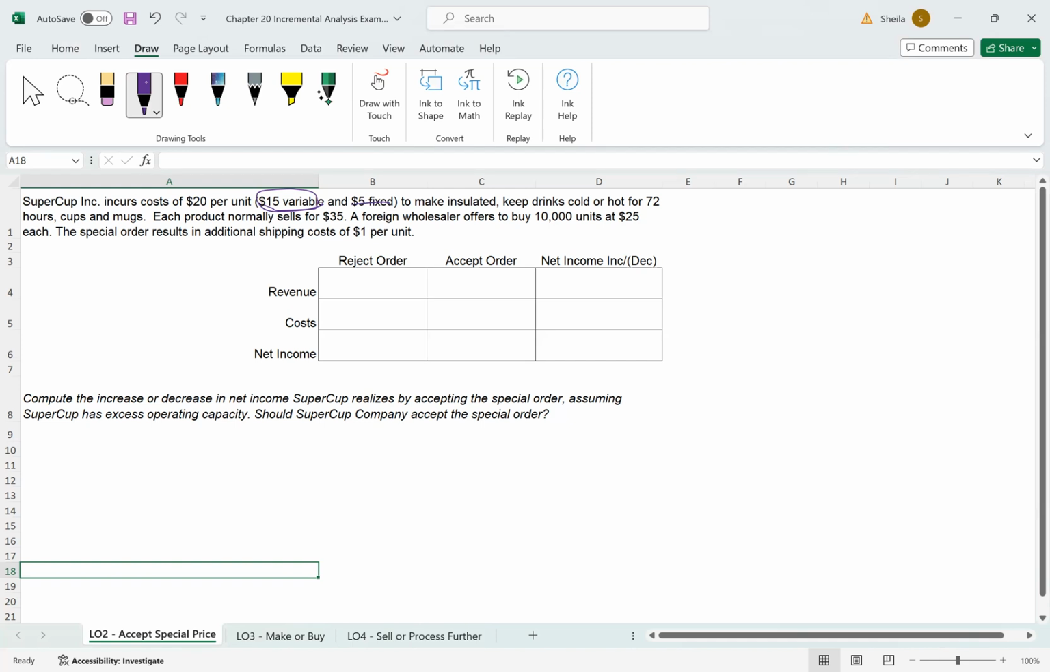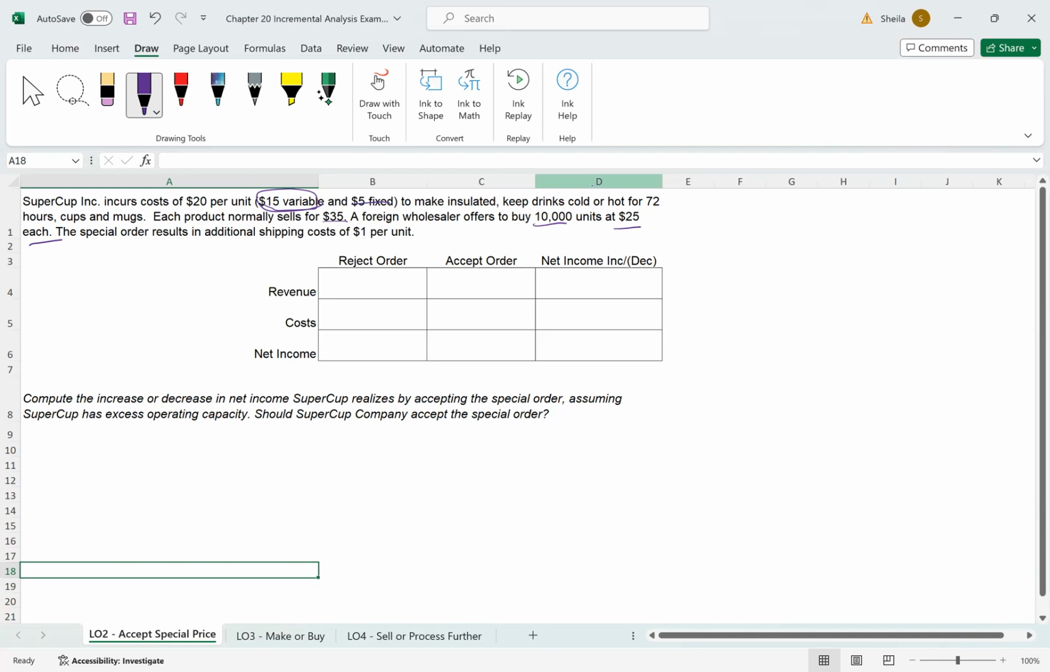Now, these cups are cups and mugs. They normally sell for $35 each. We are going to look at that, but we're only going to keep it in mind as we think about the qualitative decision making. Now, for some of you, that might be a little bit confusing, but we're going to talk about why. The foreign wholesaler is offering to buy 10,000 units at $25 each.